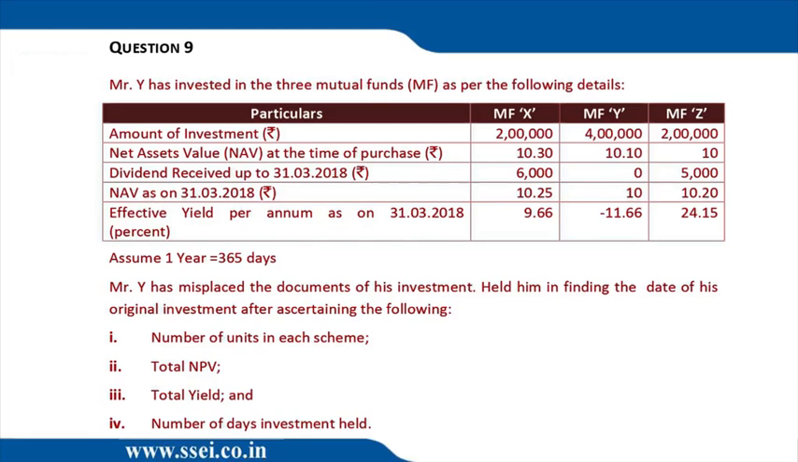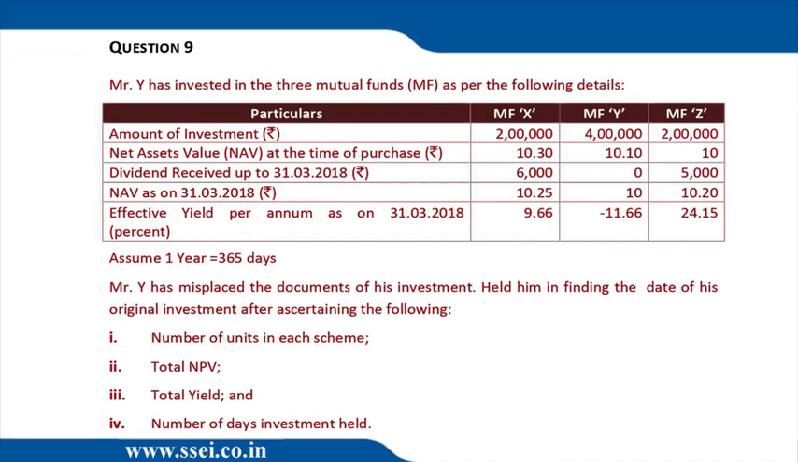So question number 9 of mutual fund. Who will not remember this sum? This sum had come in FR as well as in SFM a number of times. But whenever it had come in the past, they had always given us the date of investment and asked us to calculate the effective yield per annum. But in this question, effective yield is given.